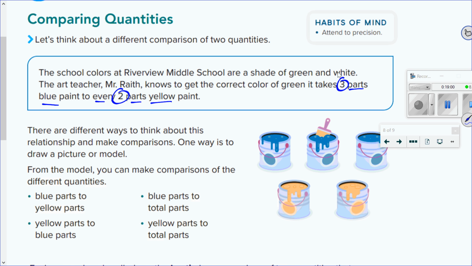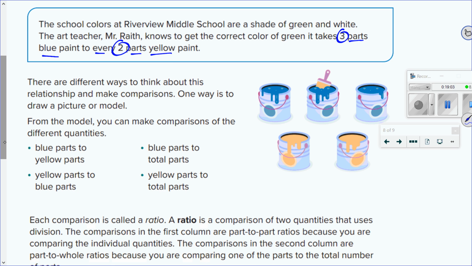A lot of times, having a picture of it can help you. So if I looked at a picture, I would have 3 gallons of blue paint for every 2 gallons of yellow. Does that make sense? Yes. And if we mix those, we get the appropriate shade of green for their school colors. So for the model, if I wanted to write a ratio comparing blue parts to yellow parts, how would I write that ratio? How many blues are there? Brandon? How many yellows? 2.